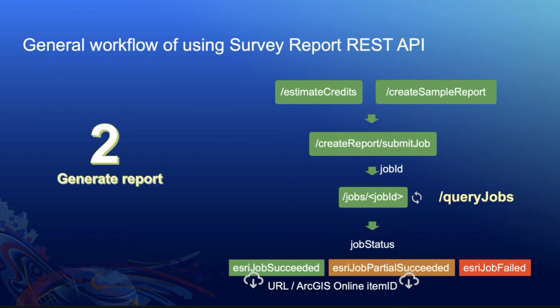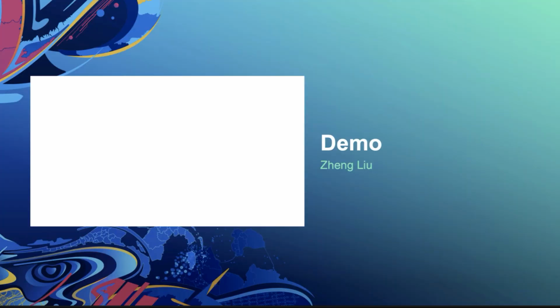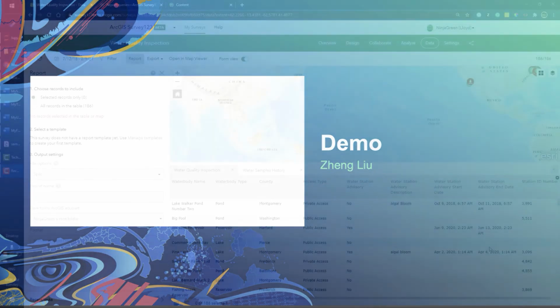Here is another API resource named Query Jobs. It retrieves submitted jobs for a specified user. Only the latest 10 jobs of the user will be returned. Next, my colleague Jody will give you a demo on using Survey Report REST API with Python.